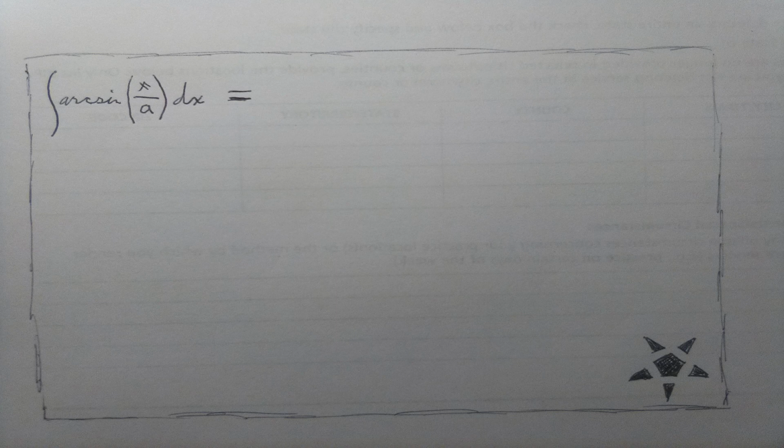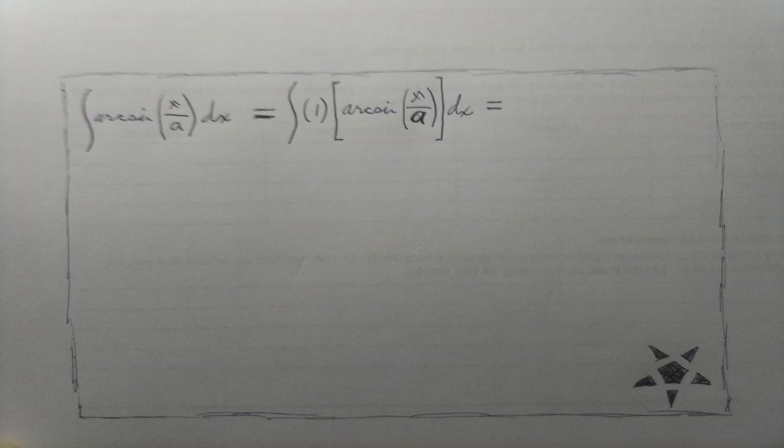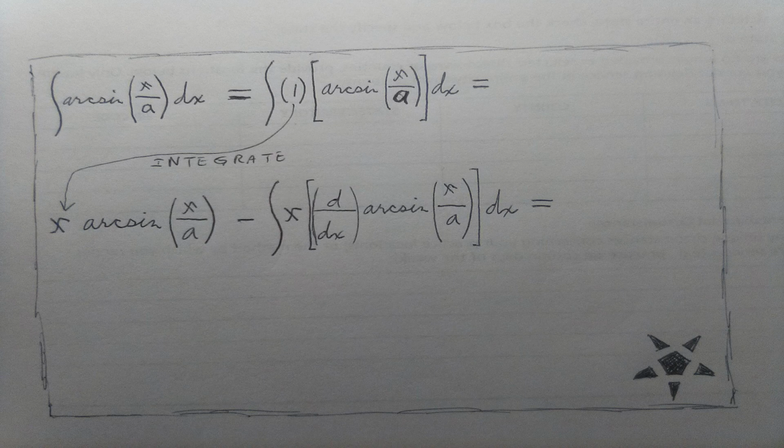We'll begin by separating the integrand into two parts, in this case the constant 1 and the original function. Next, we'll take the integral of 1 with respect to x and multiply it times arcsine of x over a for the first part of the next expression.